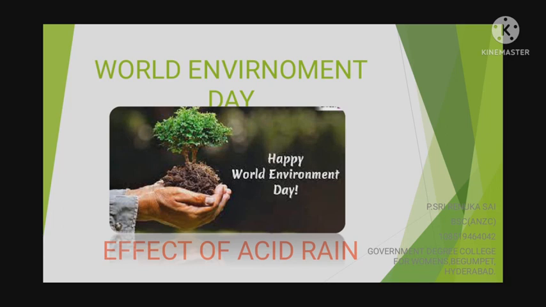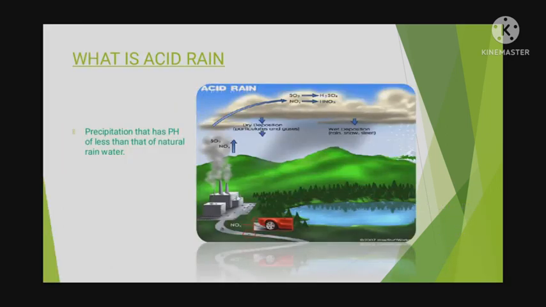My presentation topic is Effect of Acid Rain on Earth. So what is acid rain? Acid rain occurs when sulfur dioxide and nitrogen oxide react in the atmosphere with water and oxygen and other chemicals to form various acidic compounds such as HNO3 and H2SO4. These acids fall onto the ground from the atmosphere in wet or dry forms. This can include rain, snow, hail, or even dust.